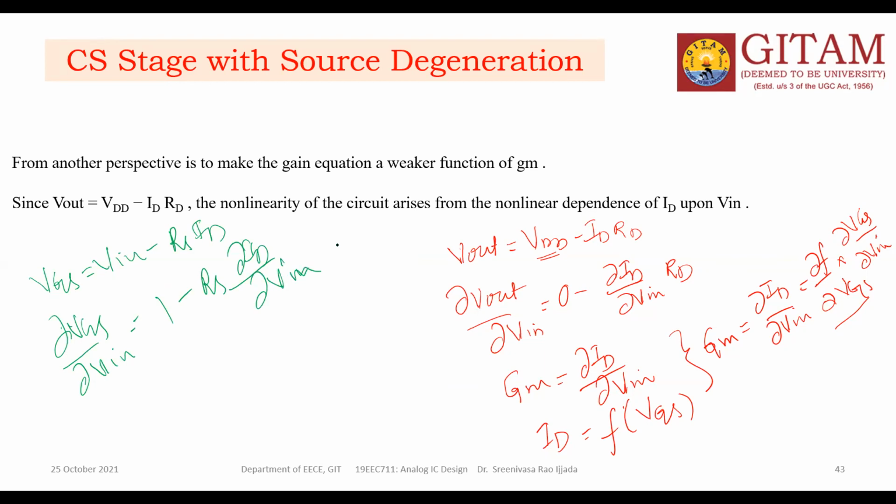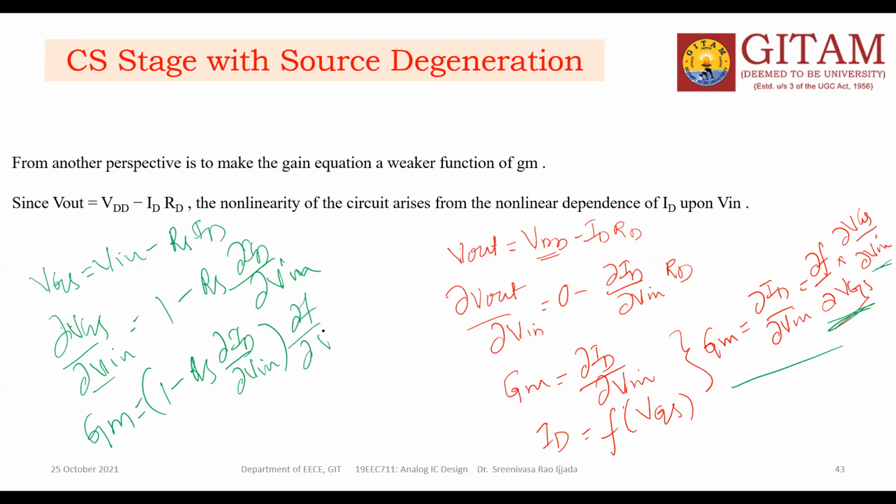So now you can write capital GM is equal to ∂VGS by ∂V in, which is 1 minus RS multiplied with ∂ID by ∂V in, multiplied with the other factor, ∂F by ∂VGS. So that is the GM value.